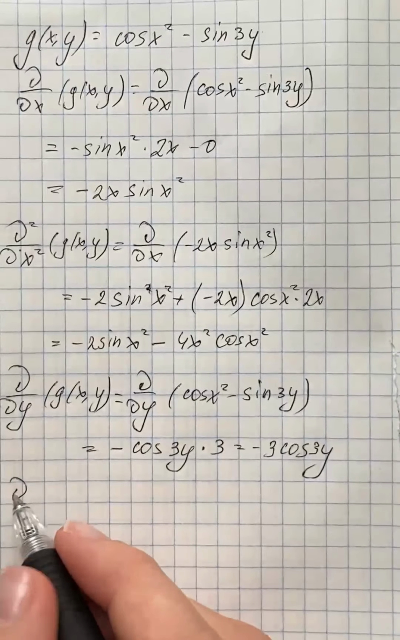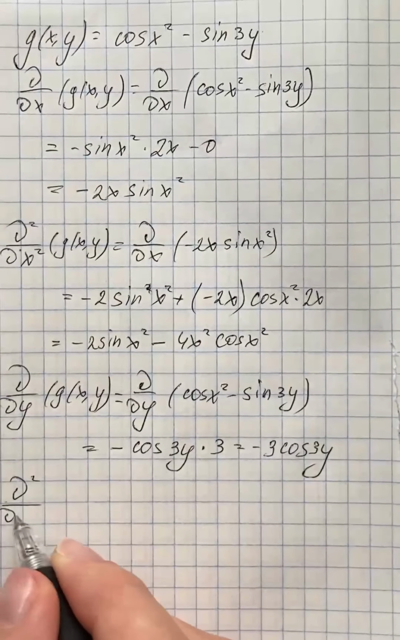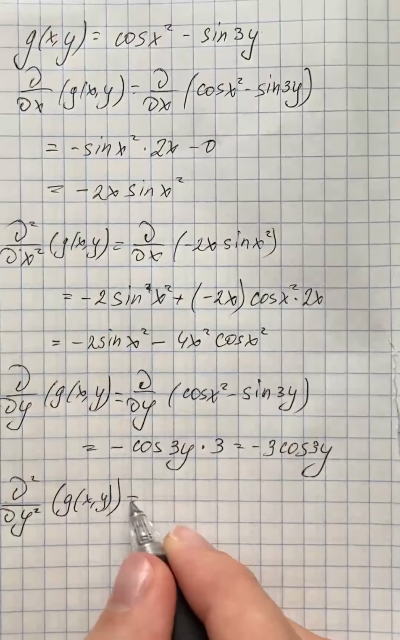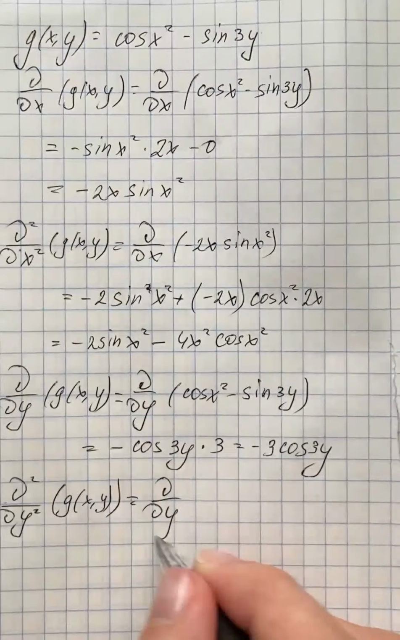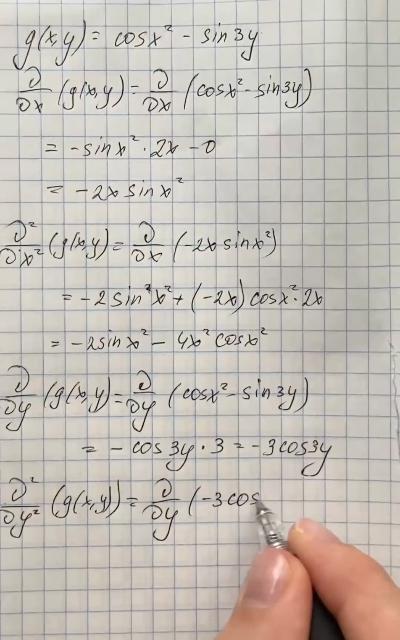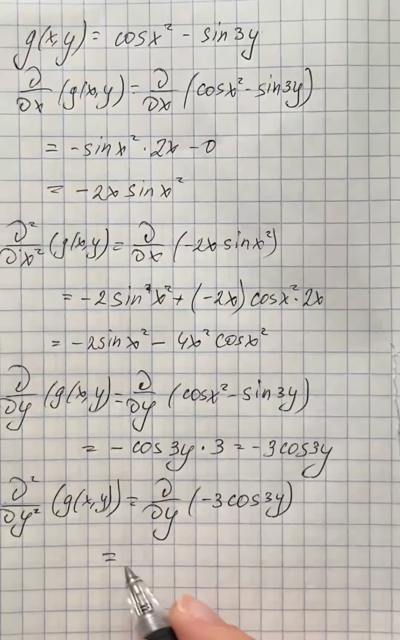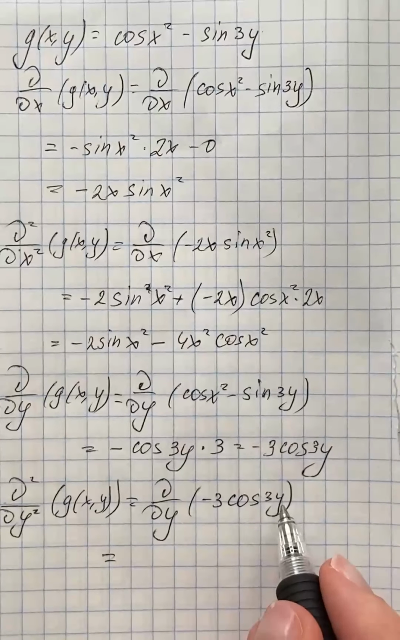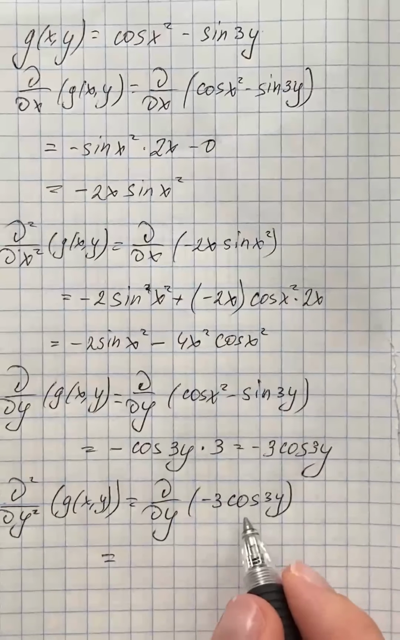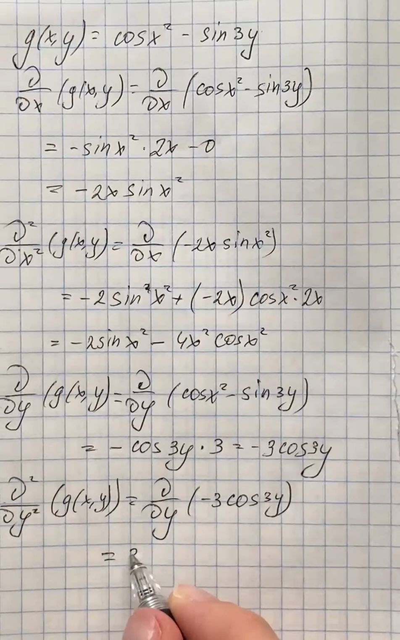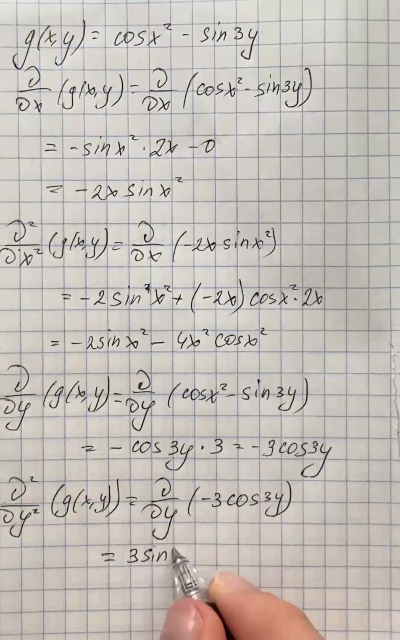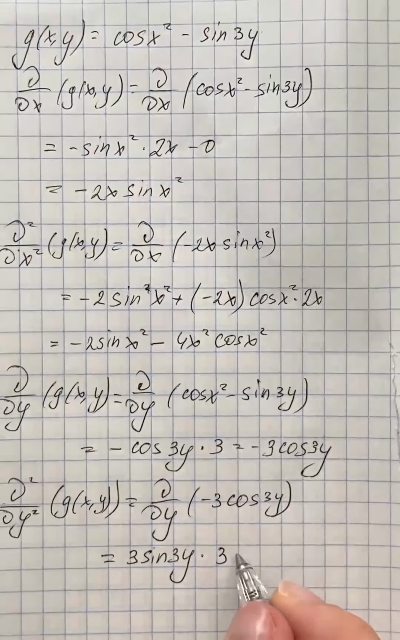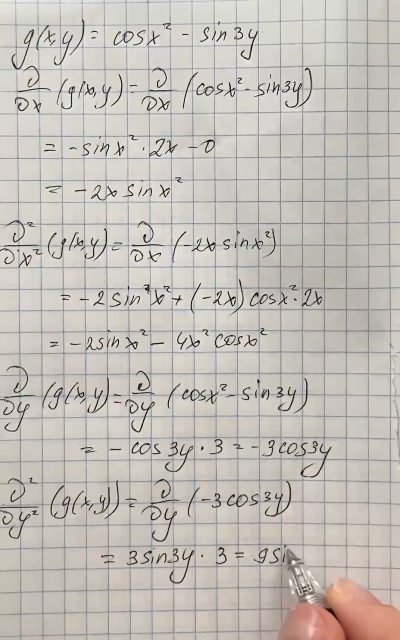Now we're going to find the second order partial derivative with respect to y. So we take partial y of negative 3 cosine of 3y, and that's going to be the partial derivative of cosine of 3y. It's going to be negative sine of 3y. So we have 3 sine of 3y, and times the derivative of 3y, which is 3. Therefore, that's going to be 9 sine of 3y.